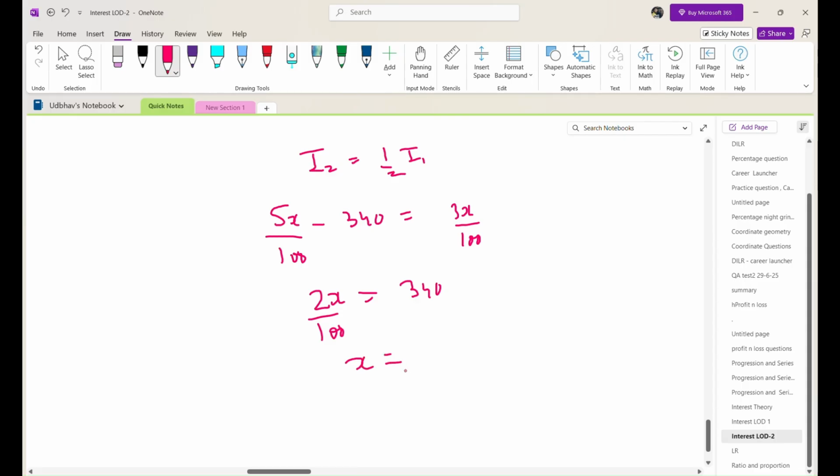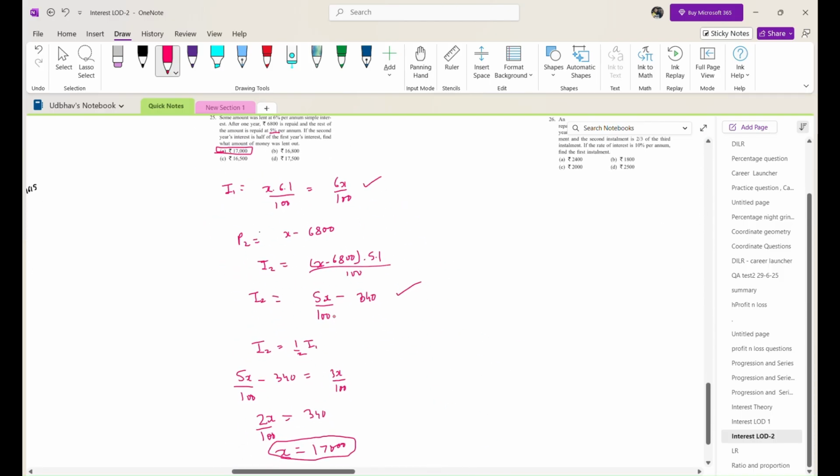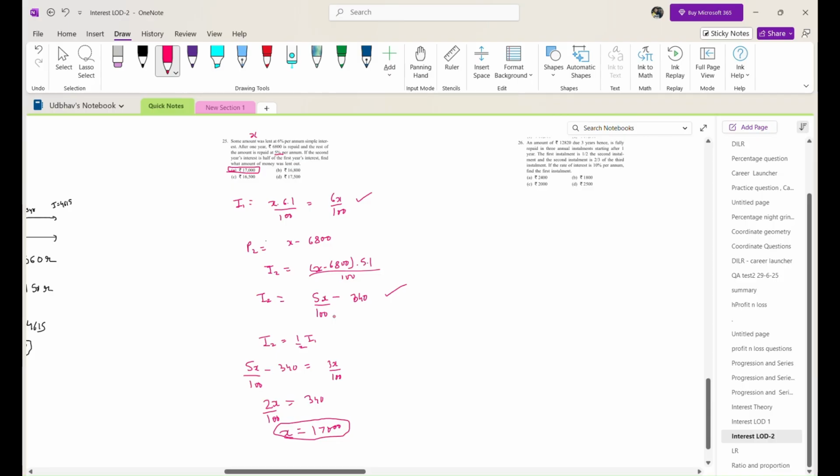So x will be 34 into 500, 17,000. So the total amount lent out was 17,000, right?